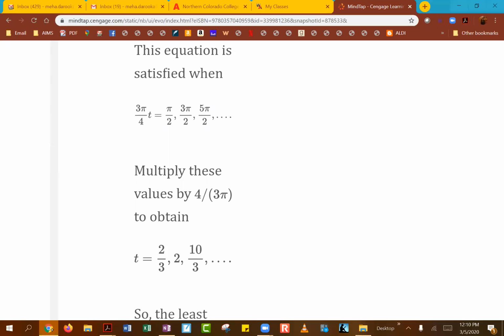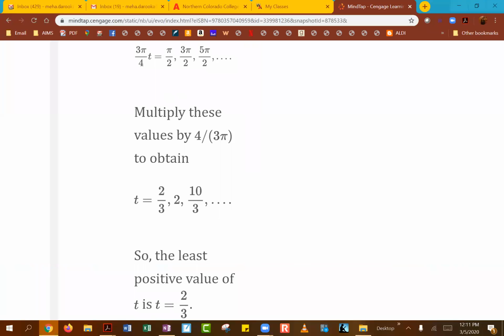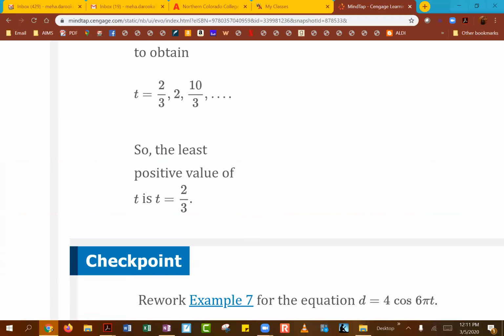Then you're taking this, inverting it and multiplying it on the right-hand side. So you're multiplying by 4 divided by 3 pi, and whatever these clean up into will be your t value. And they're talking about the least possible value, so it's going to be that first one, 2/3, because the numbers get larger from there. So your least value should be 2/3.